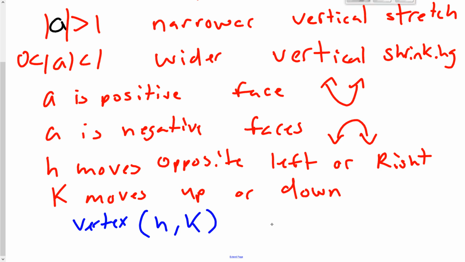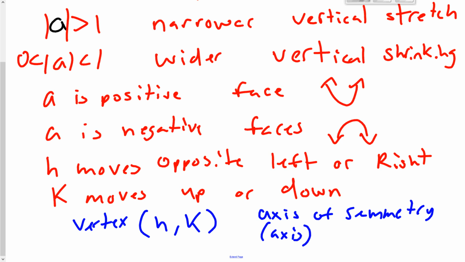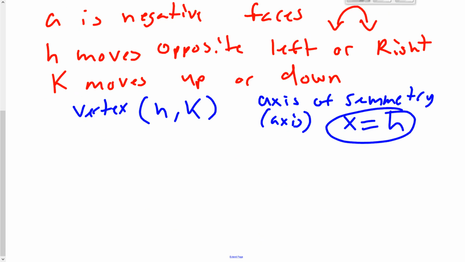And your axis of symmetry, the line that divides your parabola in half, it's called the axis of symmetry. It is always a vertical line. In the book on your assignments, it will just ask for the axis. And that is x equals h. It is a vertical line, so you have to have the x equals part.